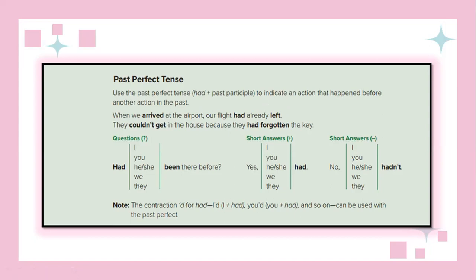Questions. How to ask questions. We use had in the first kind of questions, yes, no questions, or the question meaning "is it". We use had plus subject plus verb 3. For example, had you been there before? And we answer or respond to this question by yes or no. That's why we call it yes, no question, because we respond to that question with yes and no.